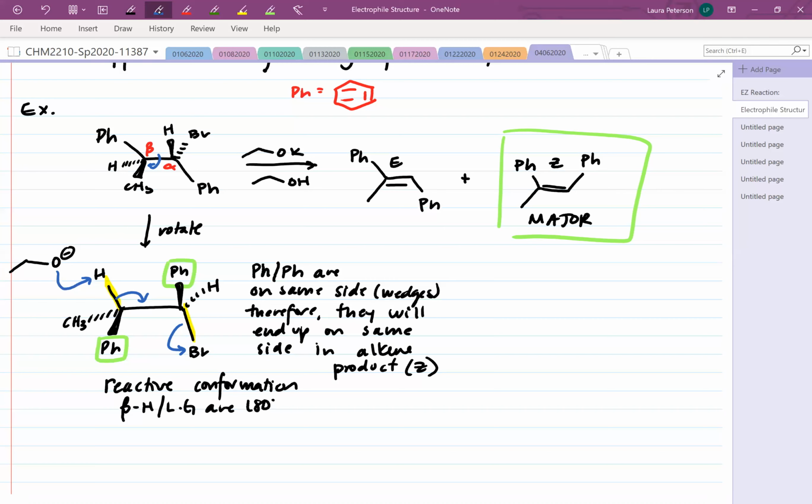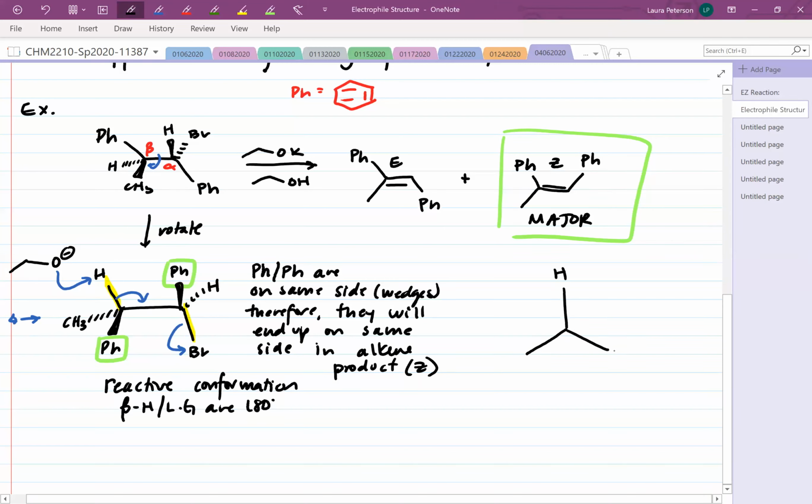So we're basically going to take this perspective. We're going to look down that carbon-carbon bond, the beta carbon alpha carbon bond. Our front carbon will be the beta carbon. Our hydrogen is straight up. One phenyl group is on the right, our methyl group is on the left, and then on the back carbon, our bromine is 180 degrees from our beta hydrogen, so it's straight down.